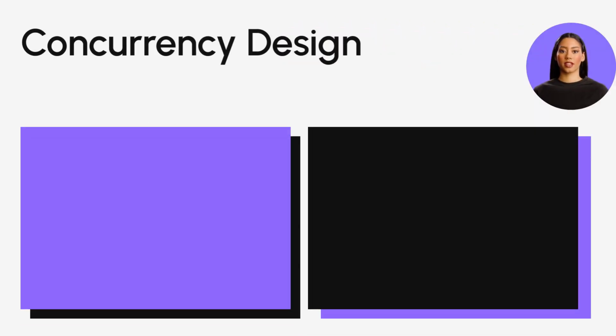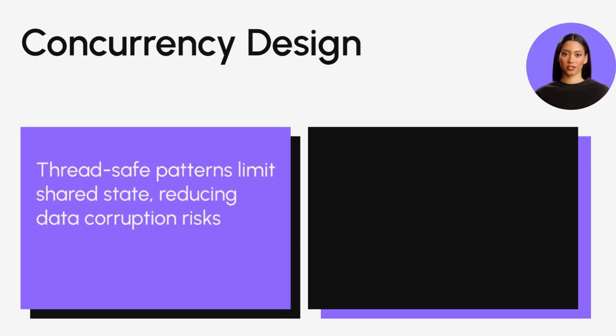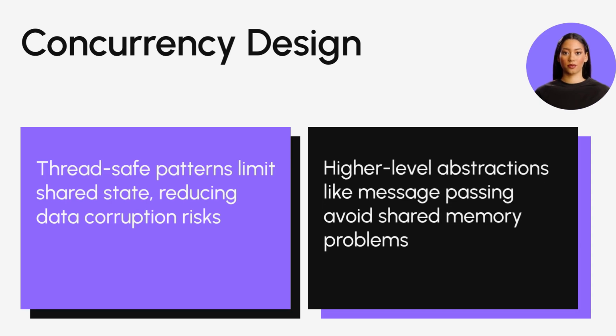Designing for concurrency involves adopting thread-safe patterns. Limiting shared state reduces risks of data corruption. Higher-level abstractions like message passing avoid shared memory issues. Testing tools detect and debug concurrency problems. Continuous testing and disciplined design principles enhance reliability.